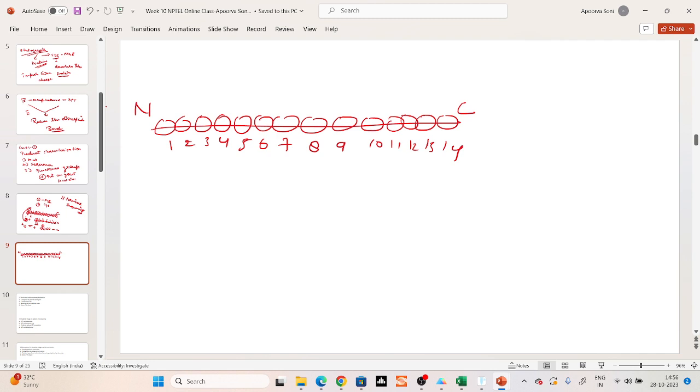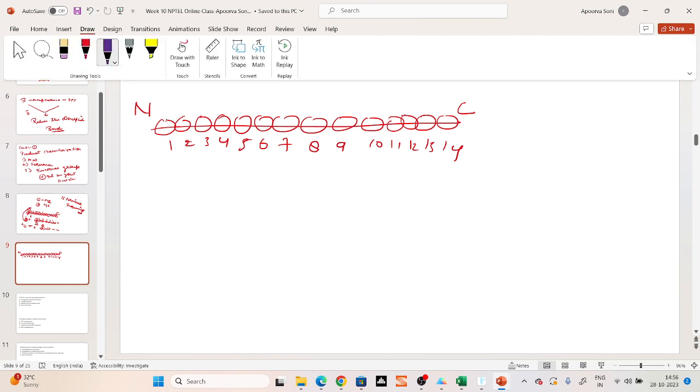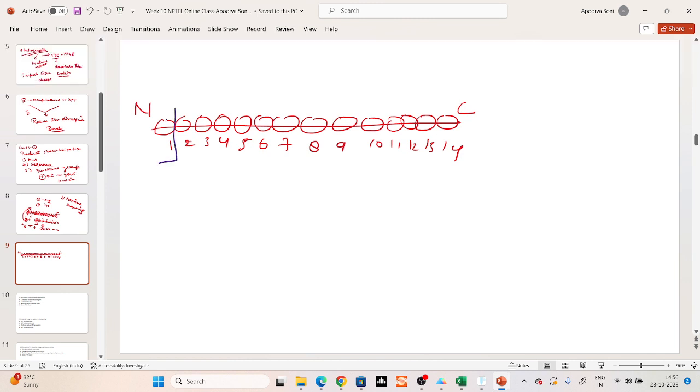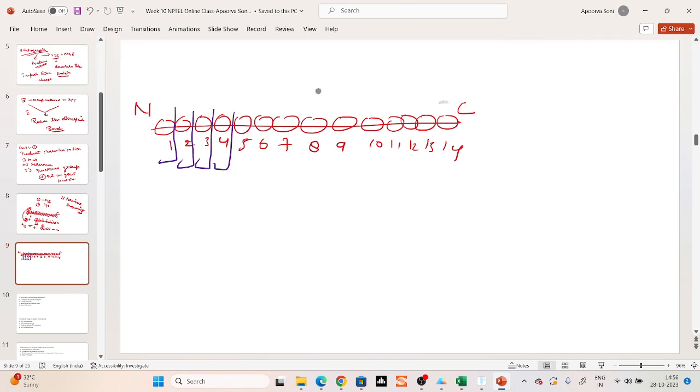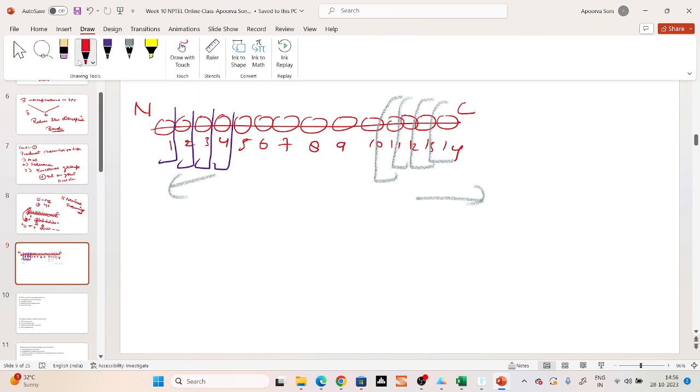If I am doing N terminal sequencing, then I will cleave first this, then this, then this, then this. Okay, from the N terminal. If I am doing C terminal sequencing, then I will cleave first this, then this, then this, then this, and so on. Is it clear now? How your N terminal and C terminal sequencing differs?